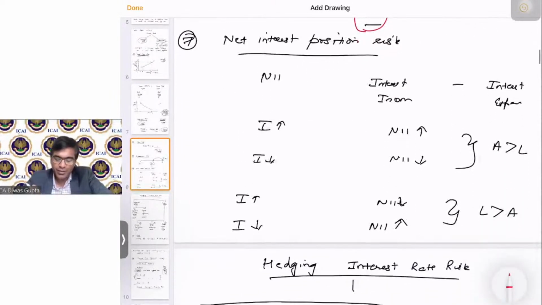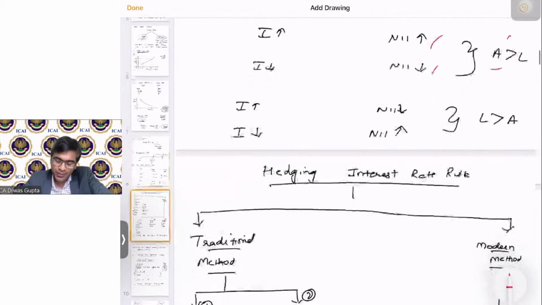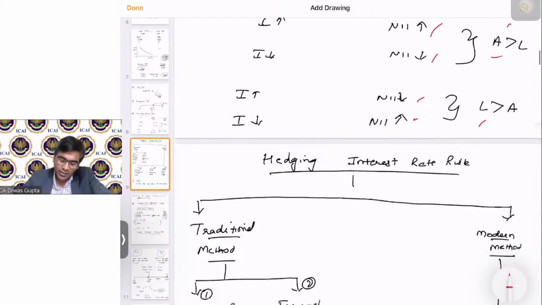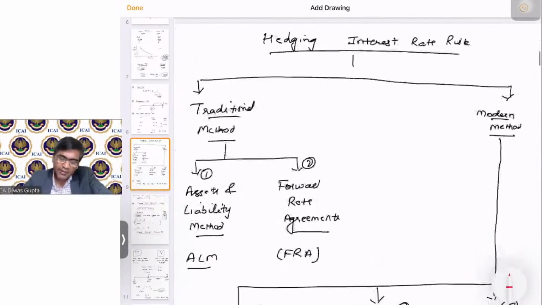Net interest position risk. In this, we studied the same principle that we have studied in gap exposure: if the assets are greater than liabilities, then there is a positive relationship. If the liabilities are greater than assets, then there is a negative relationship between the interest rate and the net interest income. Then we studied what are the different techniques to hedge interest rate risks.